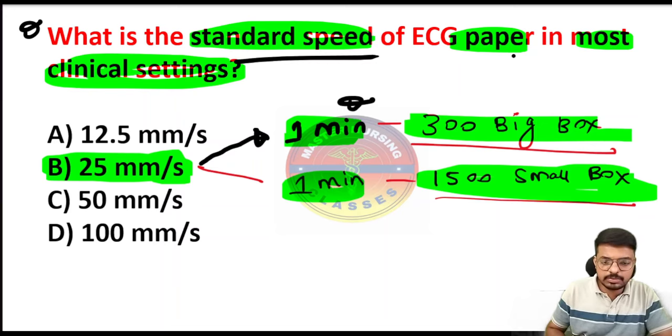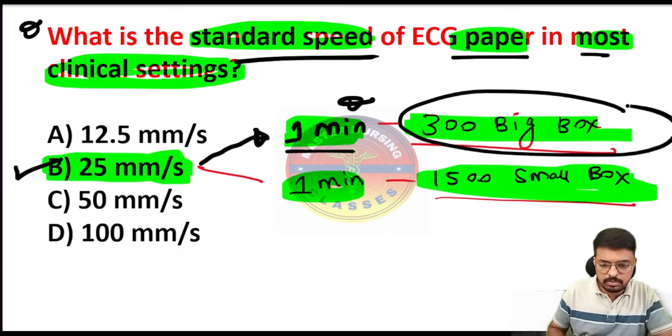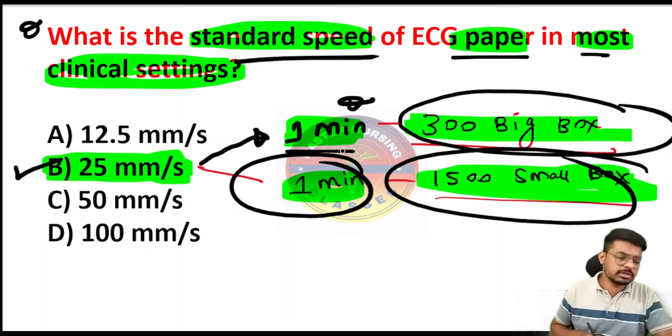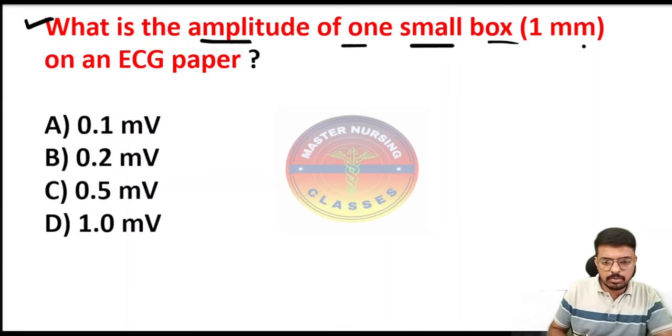Okay, so the standard speed of the ECG paper is 25 per second, right? In 1 minute it should cross 300 big boxes, and in 1 minute it should cross 1500 small boxes. It is very, very important. And the next question is, what is the amplitude of one small box in ECG paper?